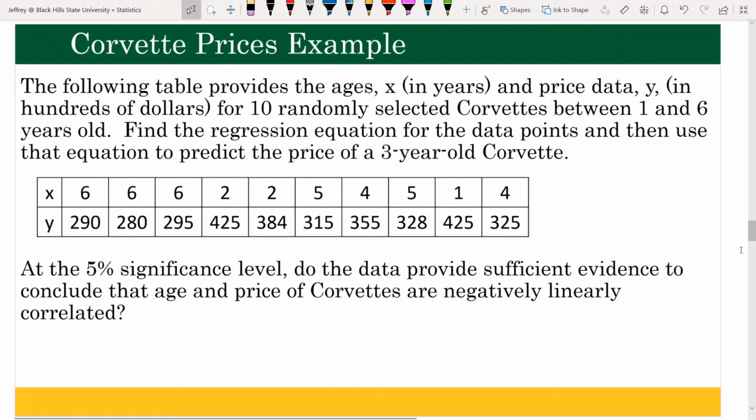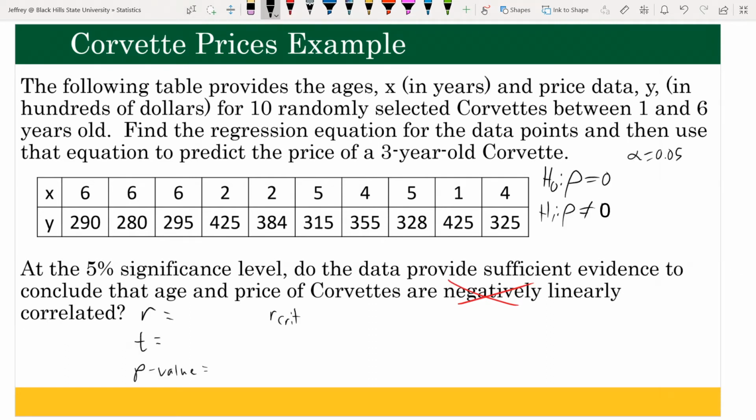So just doing one more example using a hypothesis test, we're going to look and see whether or not the data provides sufficient evidence to conclude that the age and price of Corvettes are negatively linearly correlated. Now, again, we're just going to assume that we're looking to see if they are in fact linearly correlated. So ignore that negative part. To start this off, we will find the null and alternative hypothesis. Well, again, that's going to be just rho equals 0, meaning there's no linear correlation, and the alternative being that there is in fact a linear correlation.